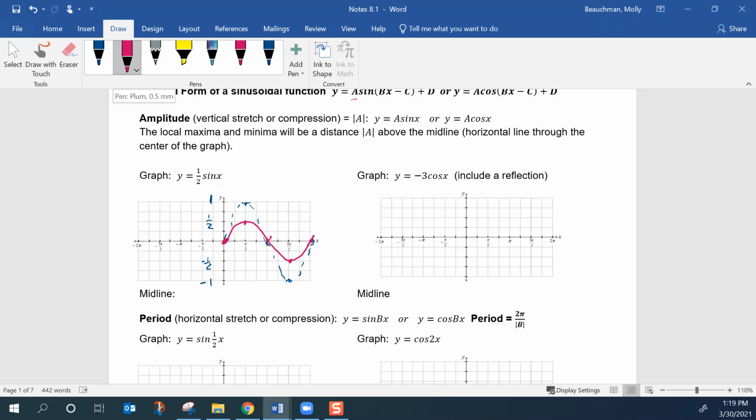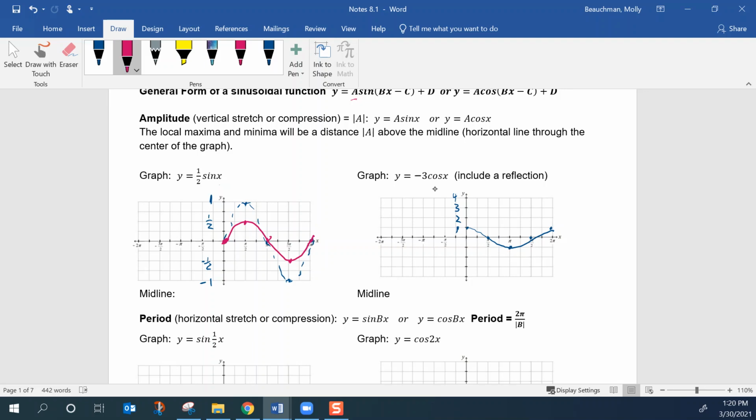We have y is equal to -3 cosine x, so I've included a reflection with this one. If we start with the graph of the cosine, my amplitude this time is 3, so it's a vertical stretch of 3 and a reflection. So I'm going to go ahead and label the graph so I can fit everything on there. We'll count the vertical axis by 1. So the graph of the cosine starts at 1, goes through 0 at pi over 2, -1 at pi, 0 at 3 pi over 2, and back to 1. So there's the graph of the cosine.